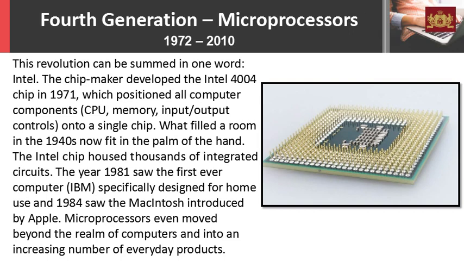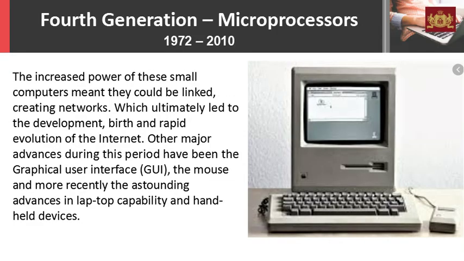The year 1981 saw the first ever computer, IBM, specifically designed for home use, and 1984 saw the Macintosh introduced by Apple. Microprocessors even moved beyond the realm of computers and into an increasing number of everyday products. The increased power of these small computers meant they could be linked, creating networks, which ultimately led to the birth and rapid evolution of the Internet.